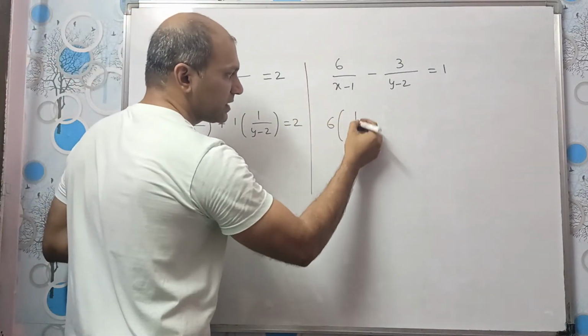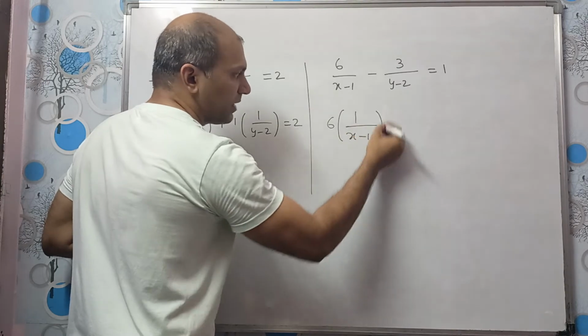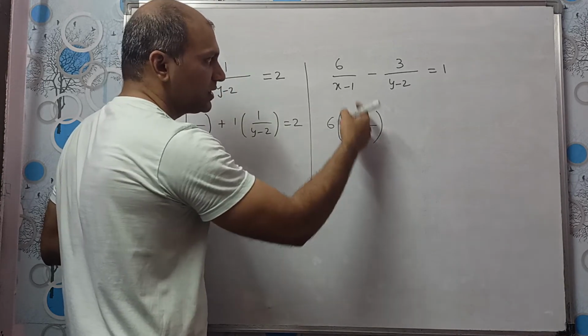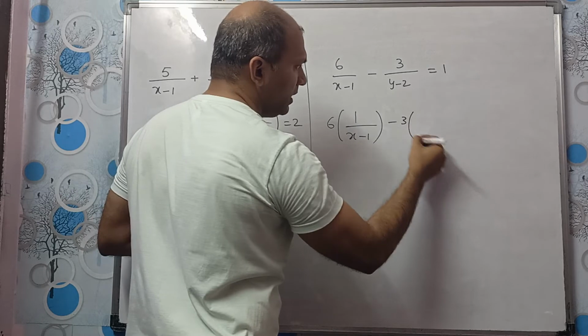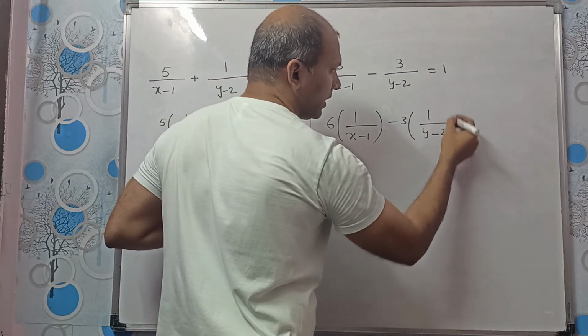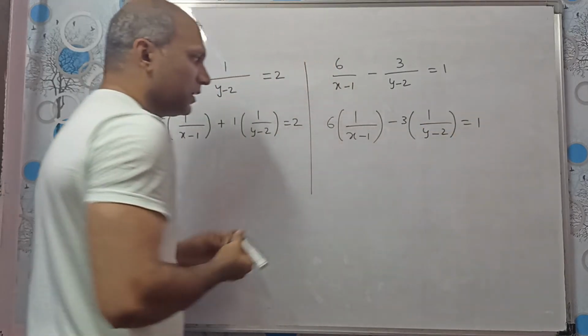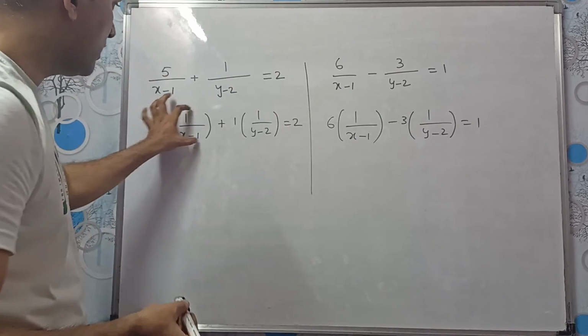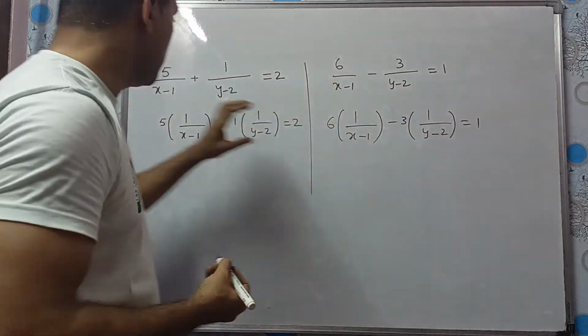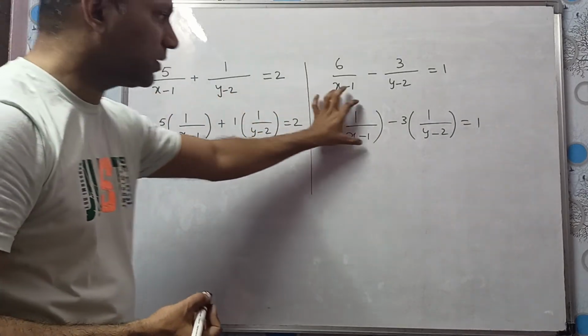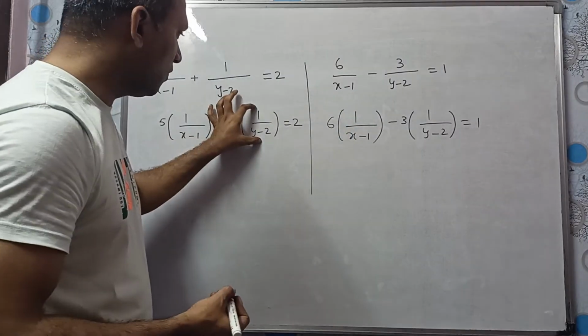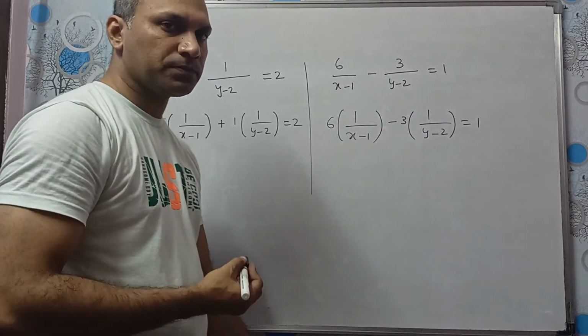Okay. What about this one? We can write this as 6 multiplied by 1 by x minus 1. 6 ones will give us 6 only here, right? Minus 3. And this is 1 by y minus 2 is equal to 1. Okay. See, every time whatever is there inside the brackets, those terms will be equal. 1 by x minus 1 here, 1 by x minus 1, 1 by y minus 2, 1 by y minus 2. Okay.